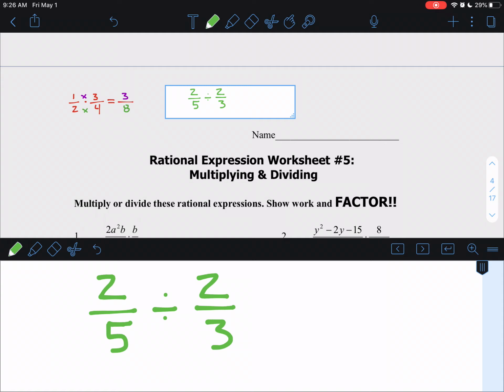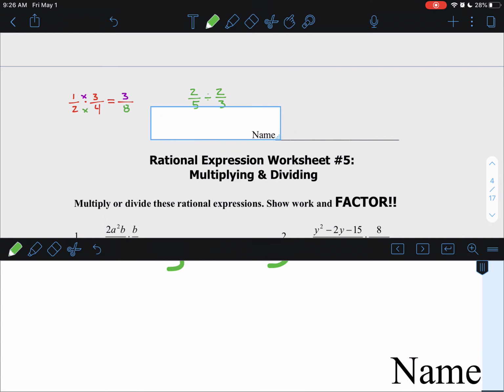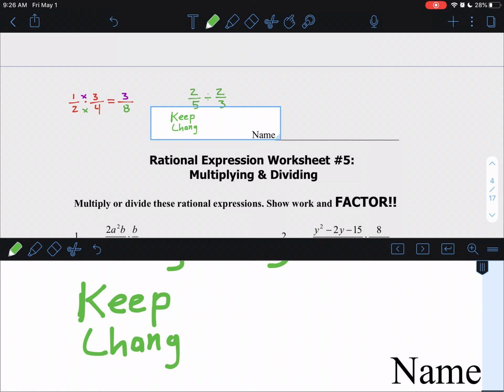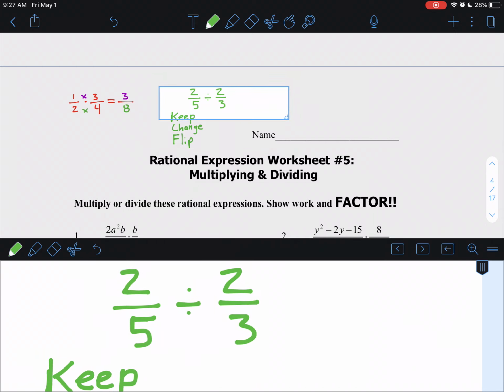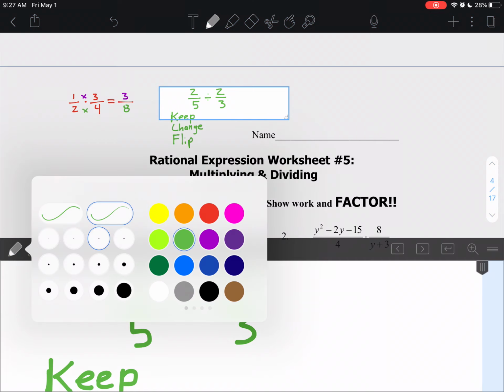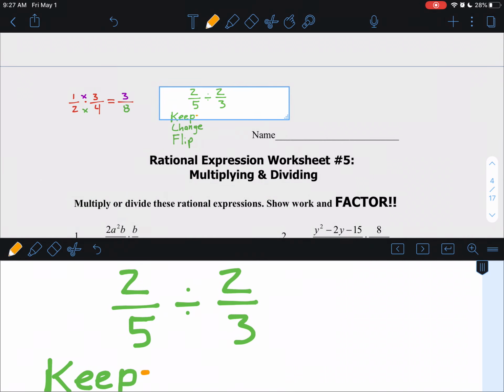When I divide fractions, it's again going to be pretty simple. All we have to do is remember one thing, and hopefully you remember this terminology: keep, change, flip. That's how you divide fractions. Keep, change, flip. And what that means is, I'll draw some arrows in different colors. I'll give it orange. So I keep the 2/5. I keep the first fraction.